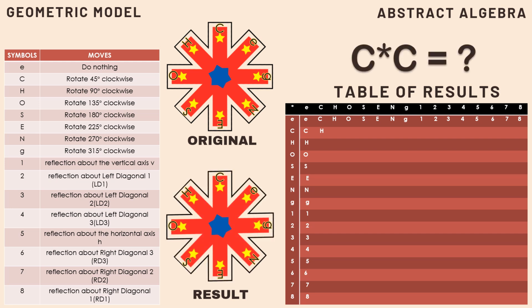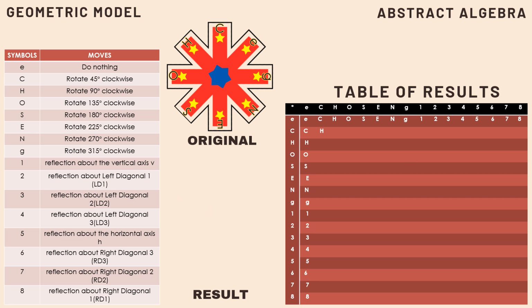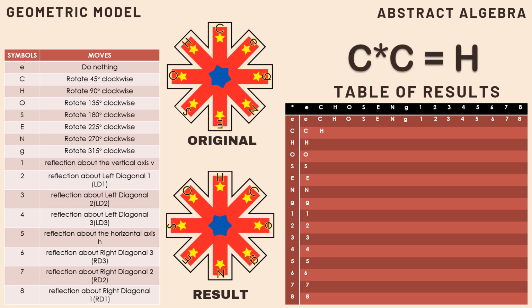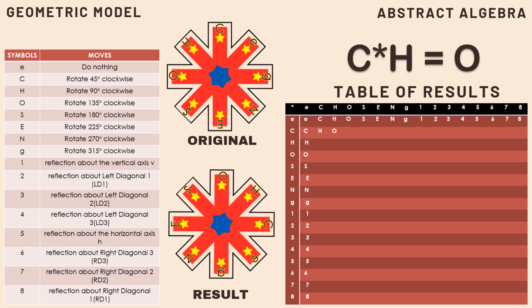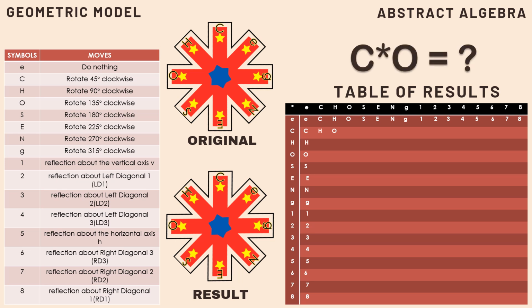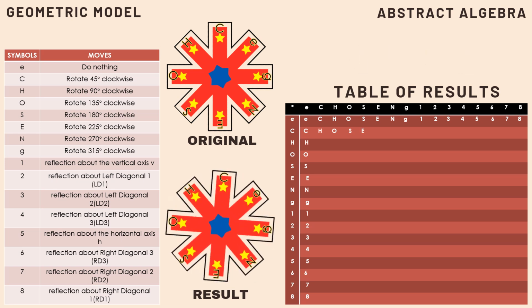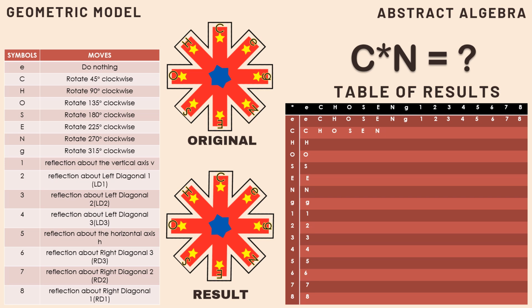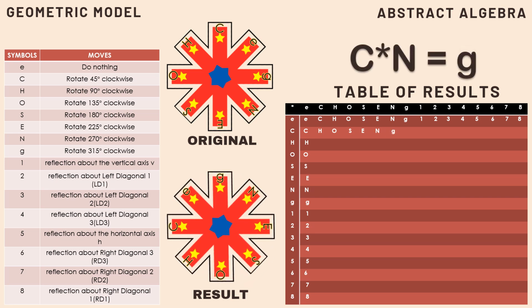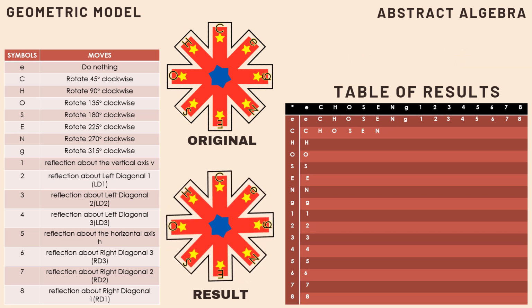C star C is H and C star H is O. C star O is S. C star S is E. C star E is N. C star N is G. C star G is E.